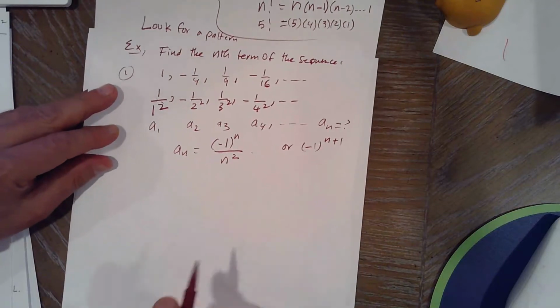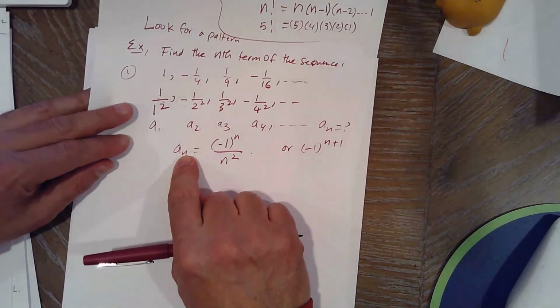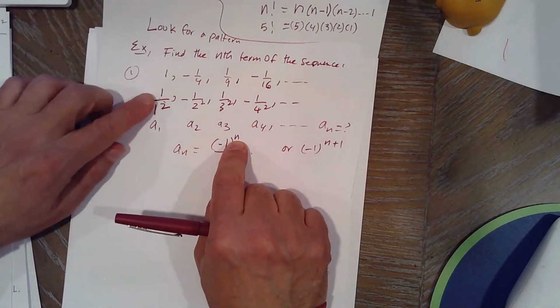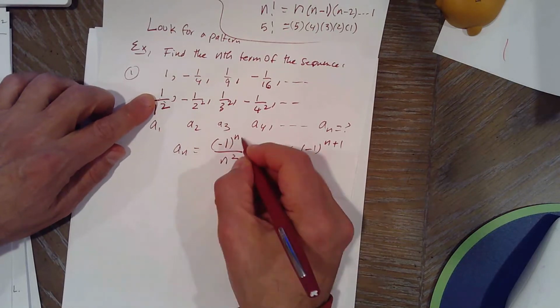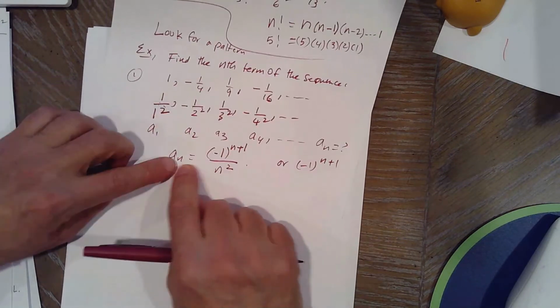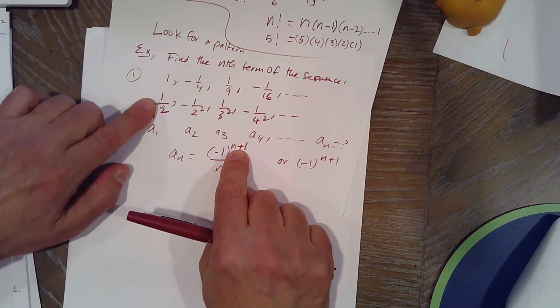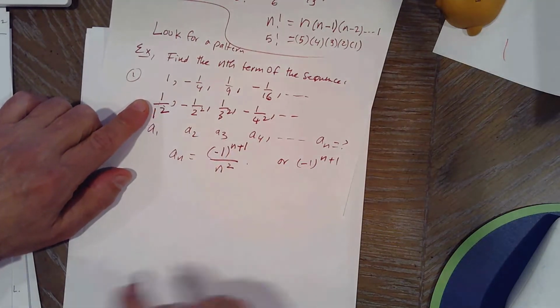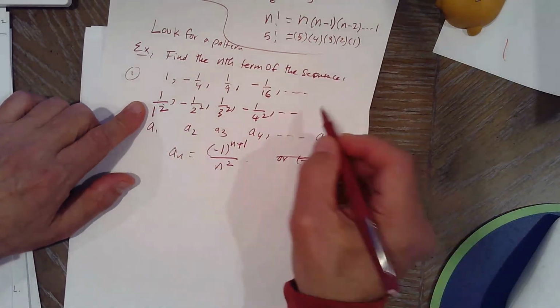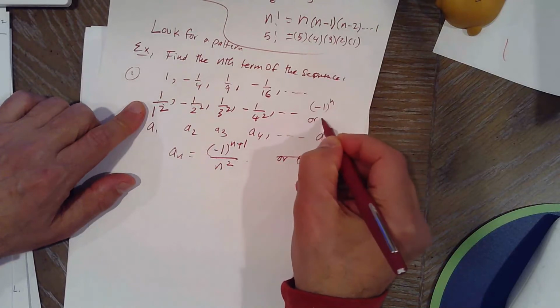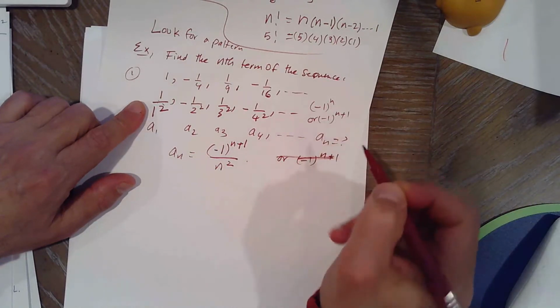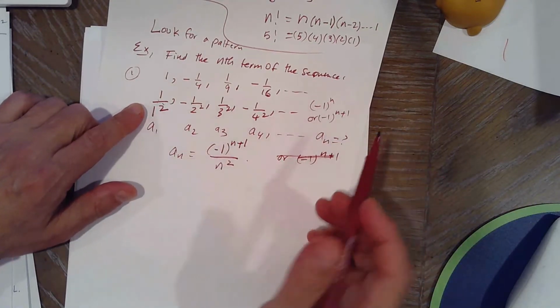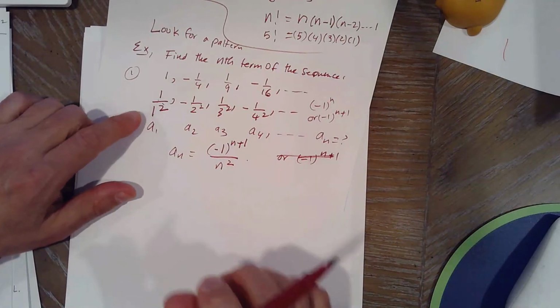What do I mean by test it? Put the value of n. When n is 1, negative 1 to the 1, your first term is negative, which is not the case. So you have to put plus 1. When n is 1, negative 1 squared is 1, so you know it's going to work. So when your terms alternate, it's either this or that. And then test it to see whether your term is positive or negative by plugging in n equals 1.